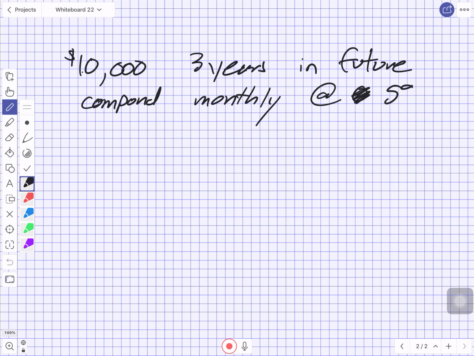Oops, I have an eraser. I can just erase that. At 5%. So here's our question. It's kind of short form here. So first of all, we have to decide what we're going to do. It says that he wants this in the future. Oh, and I didn't define it.